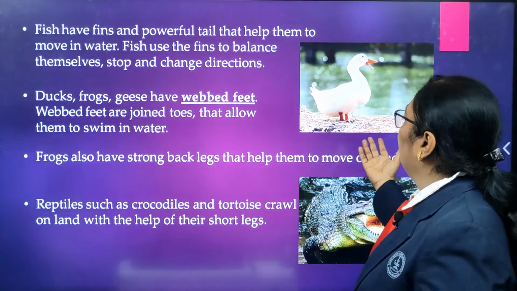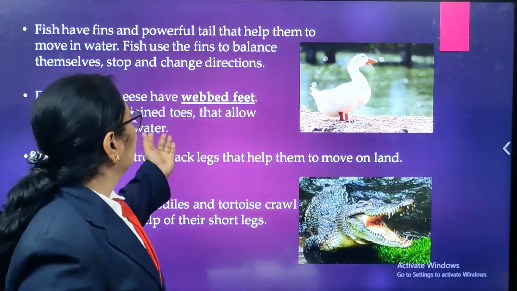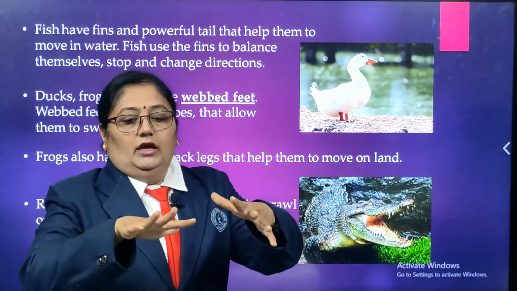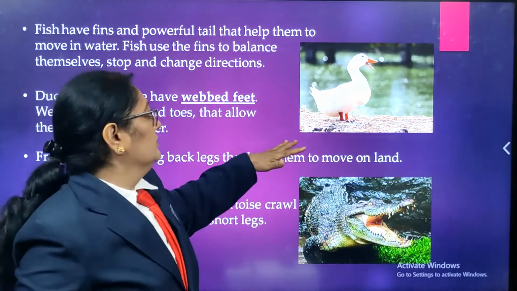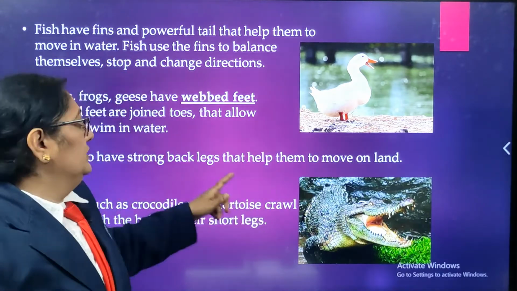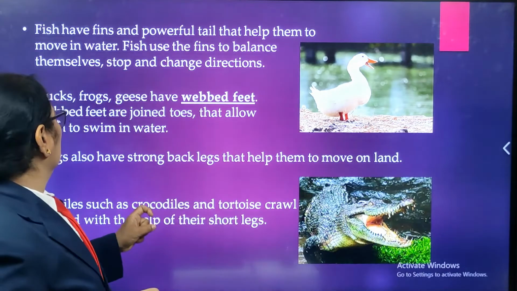Then we talk about ducks and swans. They move with webbed feet. Our fingers are here, we don't have skin between them. They have it. So it is known as webbed feet, which allows them to swim in water.